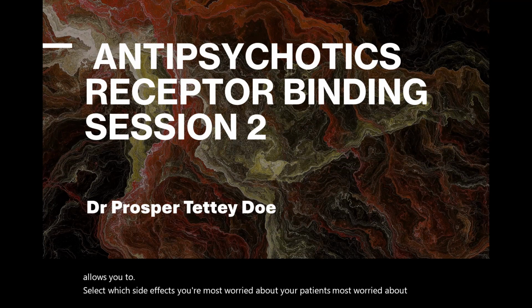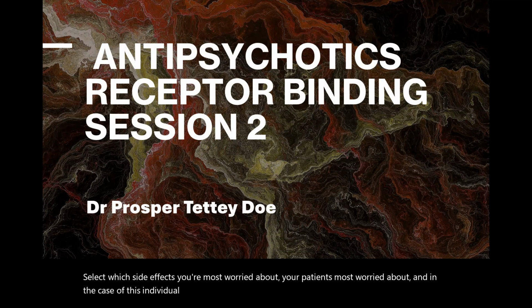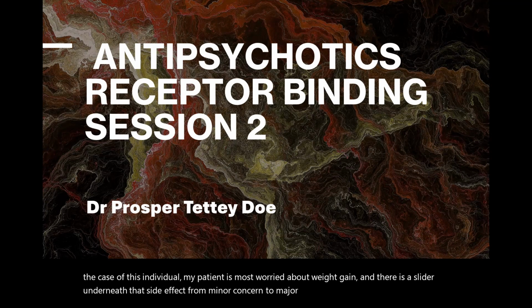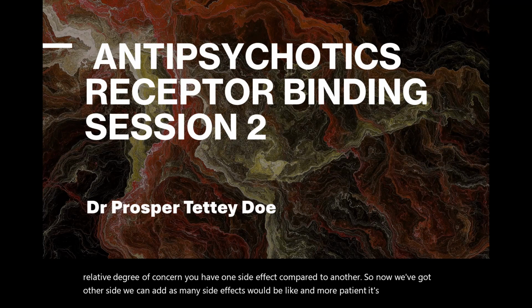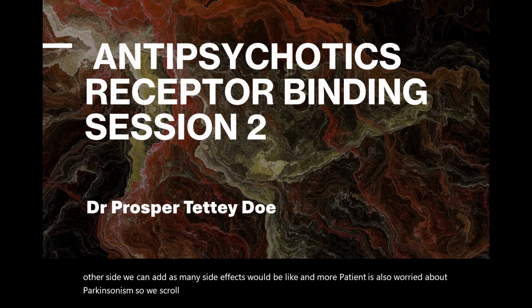And in the case of this individual, my patient is most worried about weight gain. And there is a slider underneath that side effect from minor concern to major concern. So you can specify the relative degree of concern you have for one side effect compared to another. So we can add as many side effects as we like, and our patient is also worried about Parkinsonism. So we scroll down and select Parkinsonism as an option, but they aren't as worried about Parkinsonism as they are about weight gain, so they leave that concern slider in the middle.